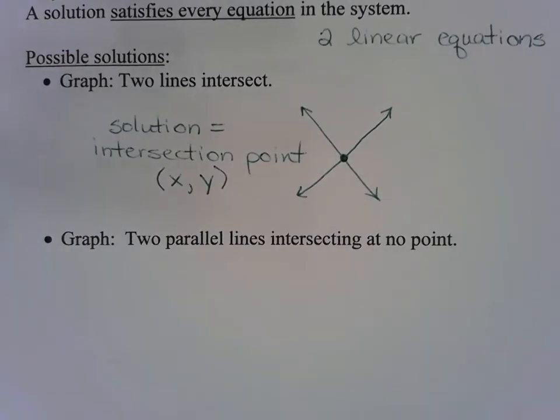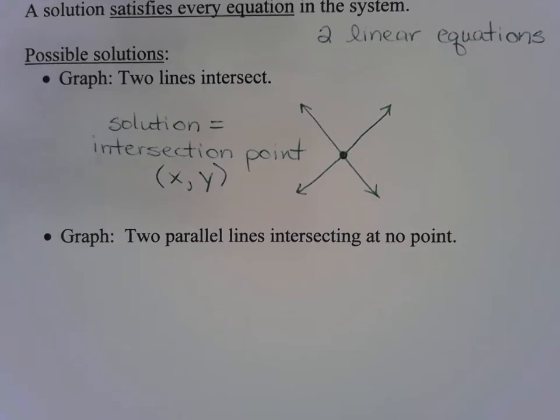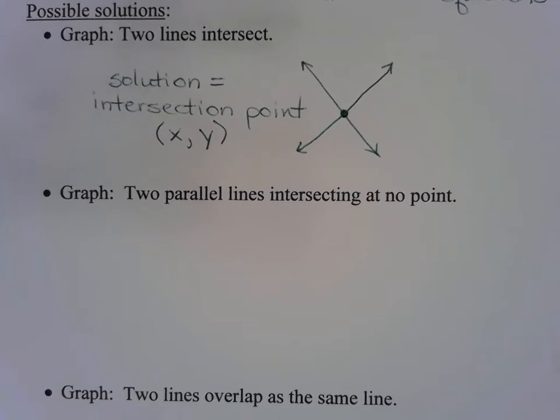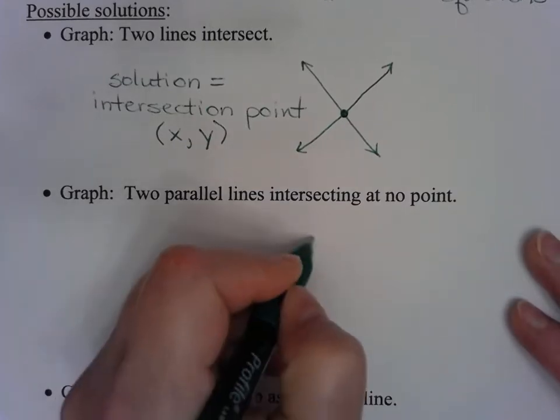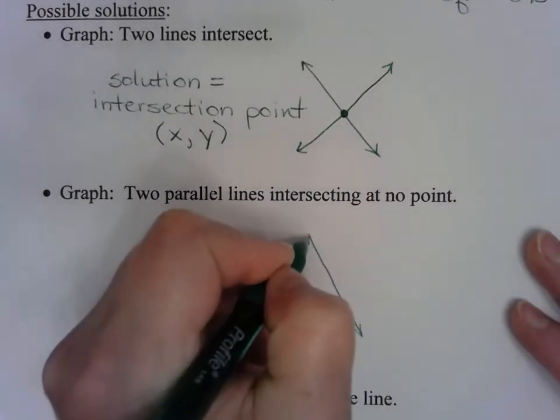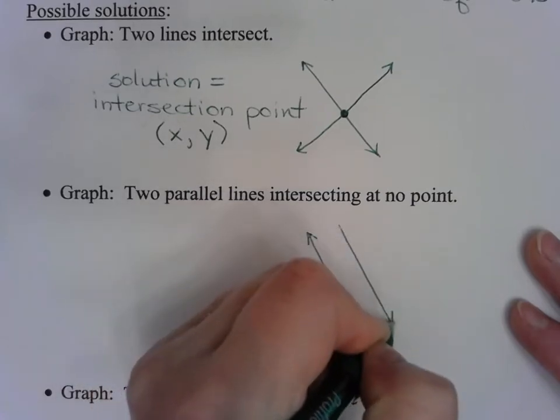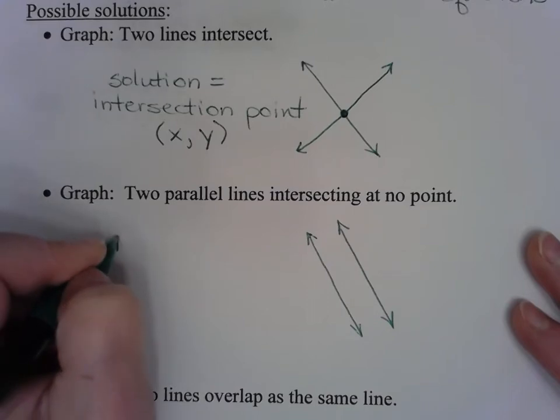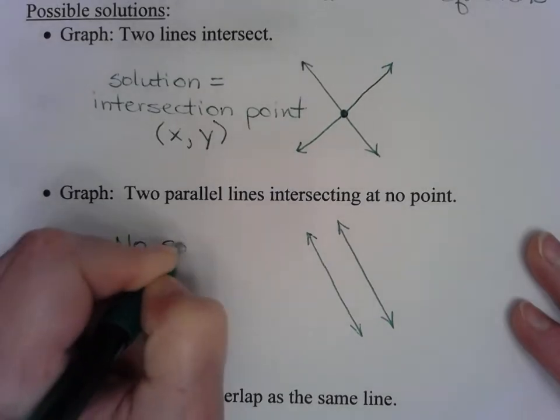Okay, if our 2 lines do not intersect, what are the other possibilities? So we could have 2 parallel lines. You probably already know this about parallel lines, but they never touch. I always think of like railroad tracks, right? They run in the same direction, but they don't touch each other. And since they don't touch each other, they don't have any points in common. So in this case, there is no solution.